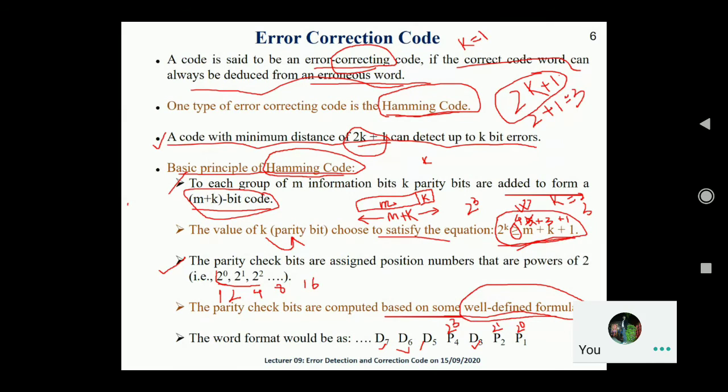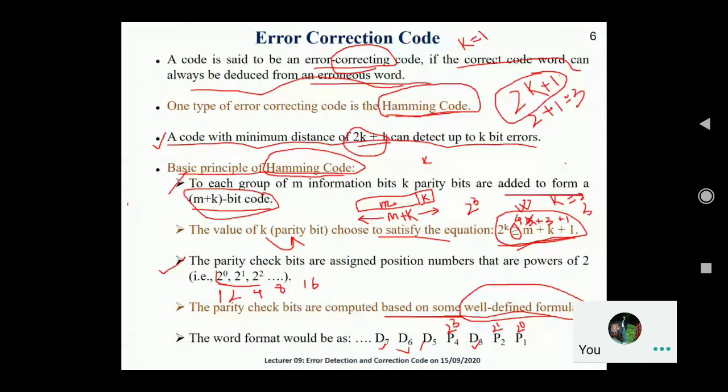Are you getting my point? So 4 plus 3 is 7, 7 plus 1 is 8. And 2 to the power k means what? K value is 3. So 2 to the power 3 means 8, and 8 is greater than or equal to 8. Whatever that means, 8, we are getting 4 plus 3 plus 1.